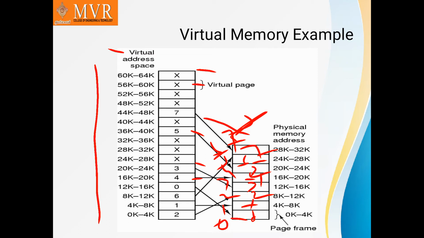See here, this one is mapped again. I explain: 0 is mapped here. Okay, 1 is mapped here, and 2, 3, 4, and 5, 6, and 7 is mapped here.